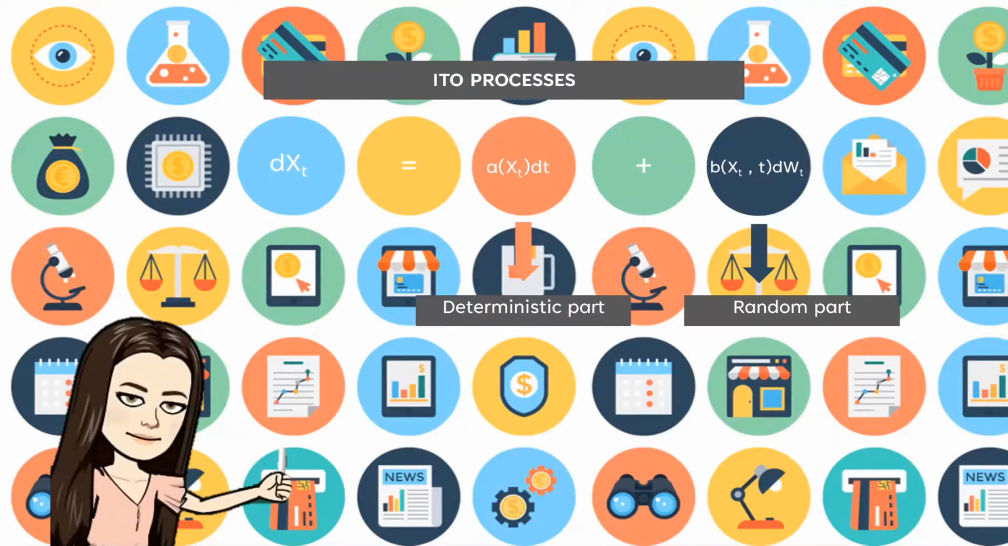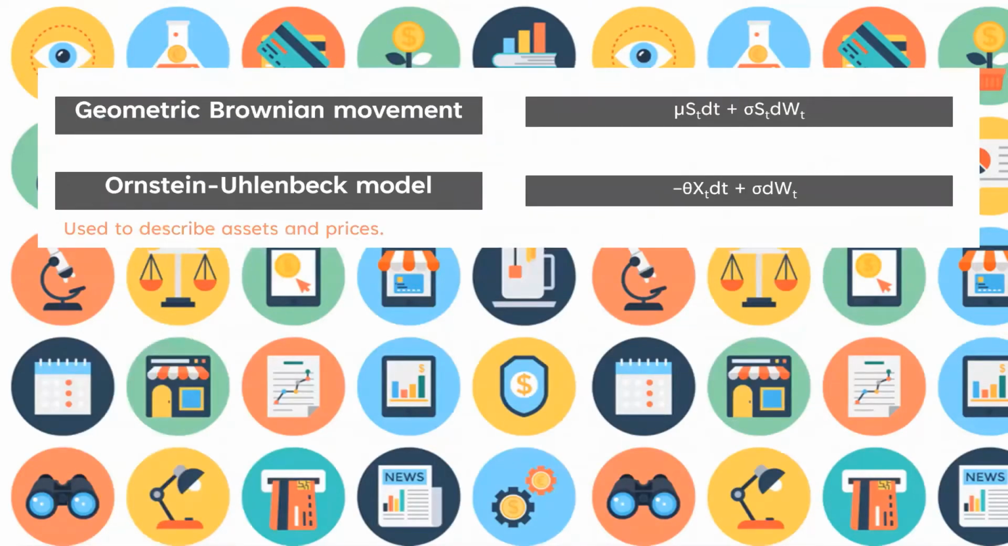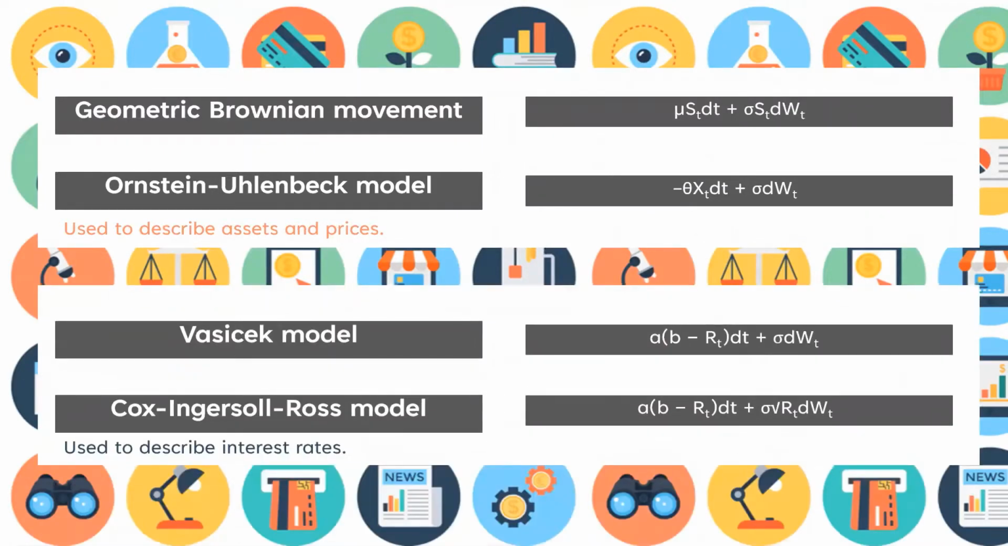We can find several particular cases of stochastic processes depending on the functions a and b. In this video, we will focus on understanding the usefulness of four cases to describe and forecast price series and interest rate series. First, we have the geometric Brownian motion, then the Ornstein-Uhlenbeck model, then the Vasicek model, and finally, the Cox-Ingersoll-Ross model. The first two are used to describe assets and prices, and the last two are used to describe interest rates.